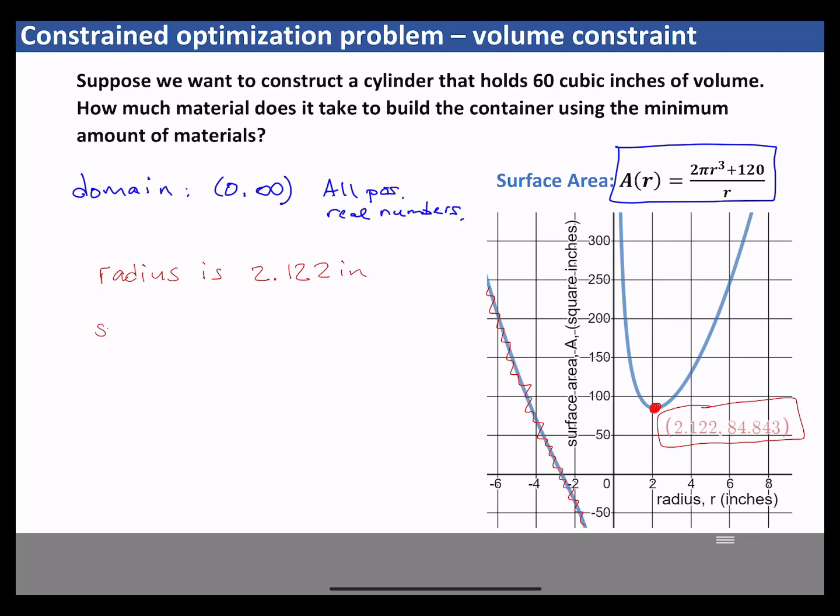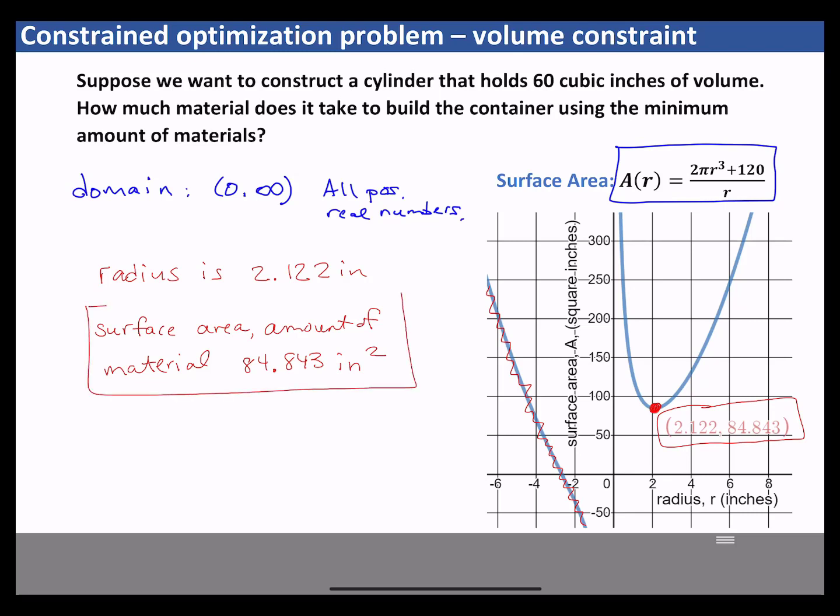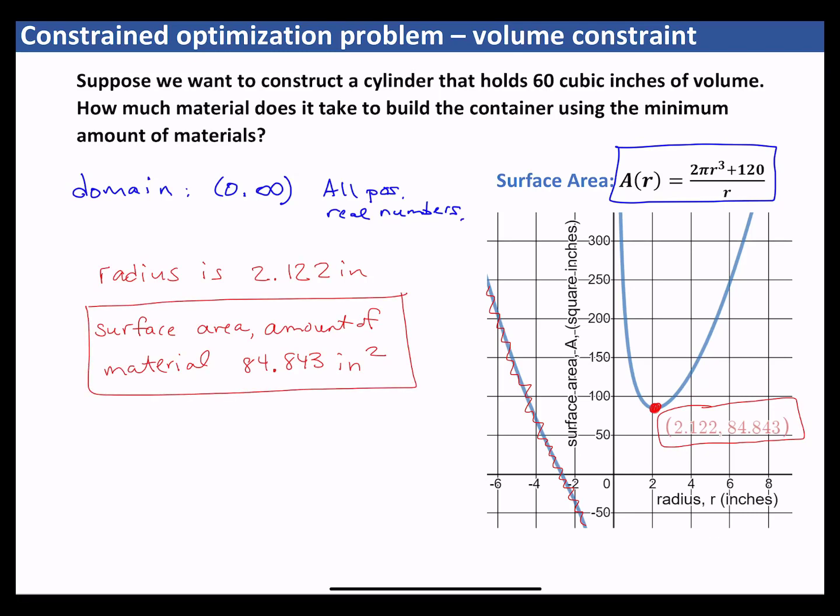inches, and the surface area, right? The amount of material is approximately 84.843 square inches. And so the question asked how much material. So ultimately, it's asking us for the surface area. And when you take calculus, you'll learn how to find these exact values. But for now, we can use the graph to find estimates.